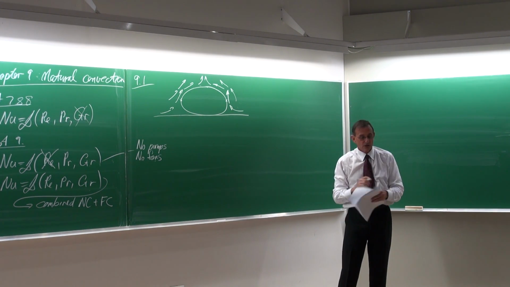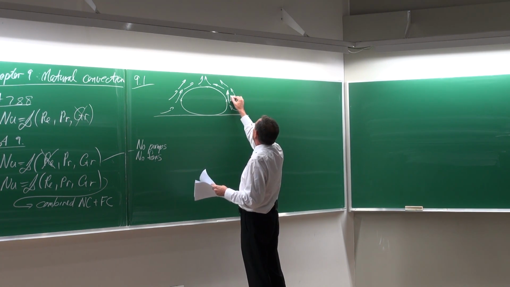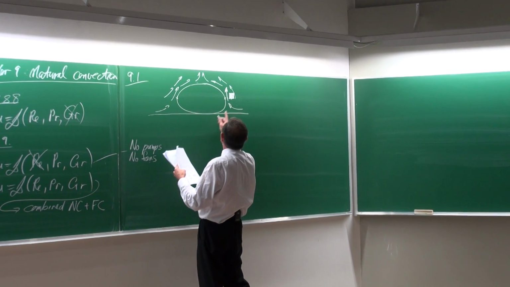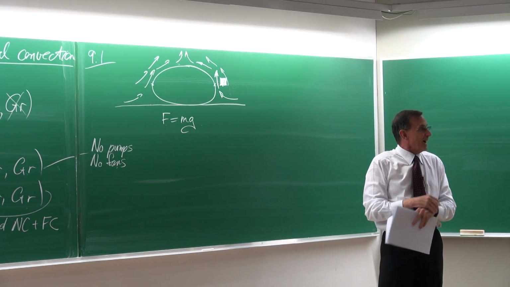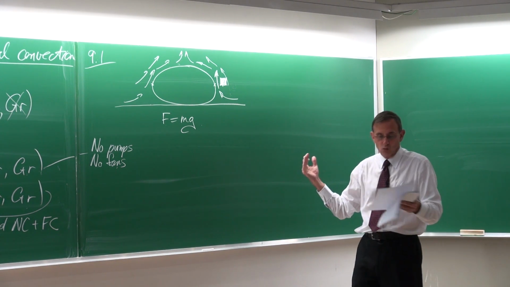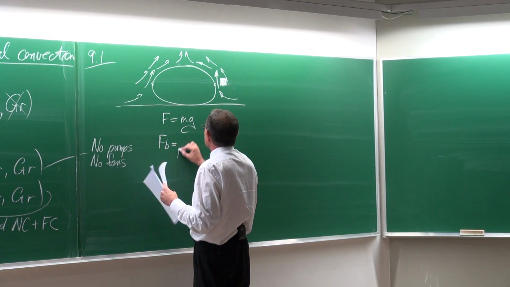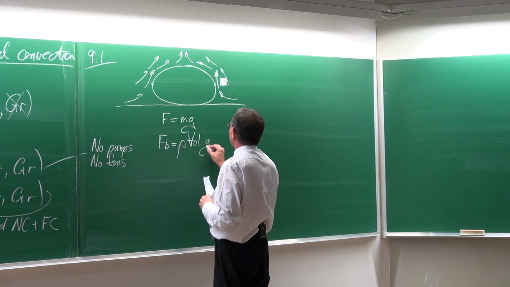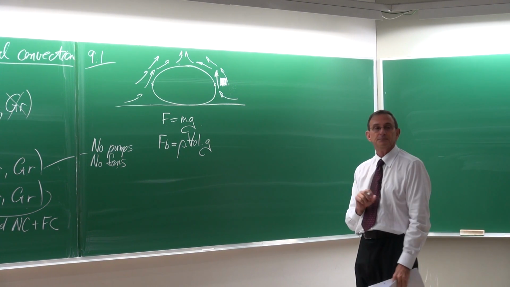So around and close to the egg, if you look at a small control volume, you've already done it in physics, then you would look at the buoyancy force, and there will be two forces which play a role. Firstly, the mass of the control volume or the body, and then there will also be the buoyancy force, and the buoyancy force is equal to rho multiplied by its volume multiplied by gravity. You've done that in physics and also a little bit in fluid mechanics.